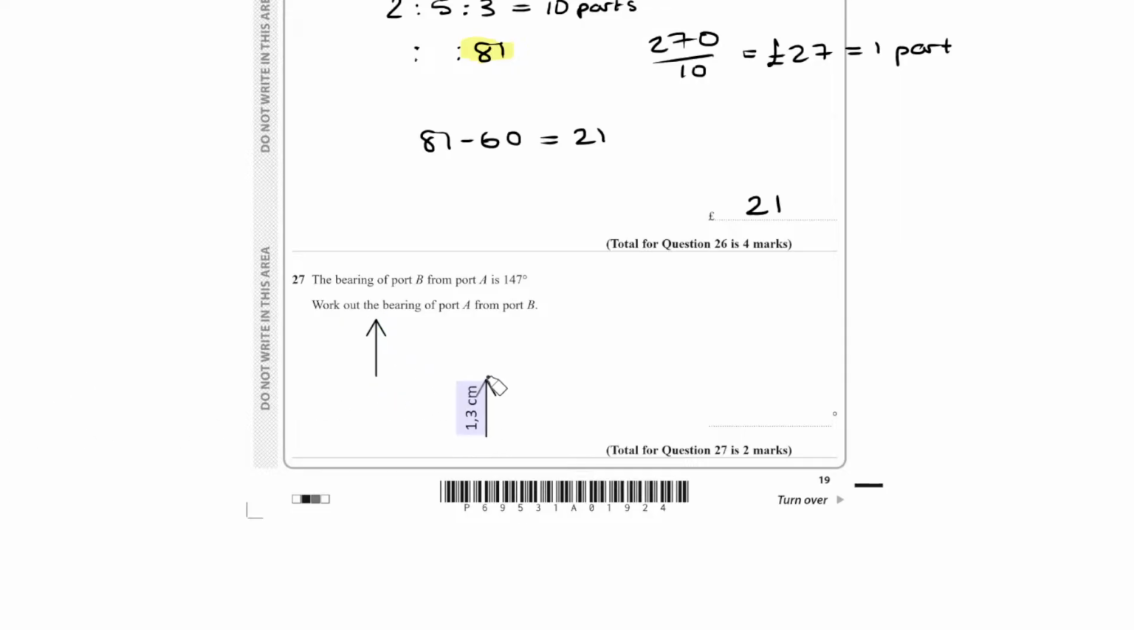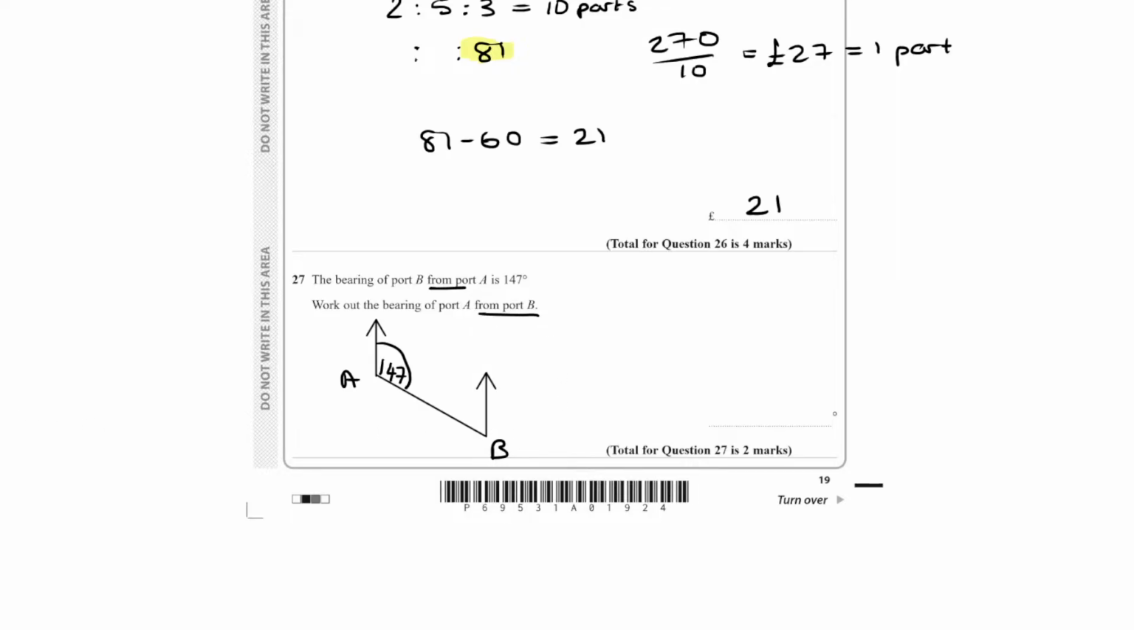147, so let's say B is here. Just quickly draw a line between them. With bearings, we always have north lines, don't we? So that's why I've got arrows. Those are the north lines. So this is A, and this is B. The bearing of port B from port A is 147. So that's this bit here. Because it's from A, that's why I'm drawing it on the A side. It's always clockwise.